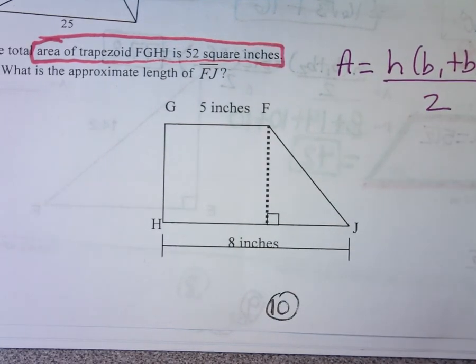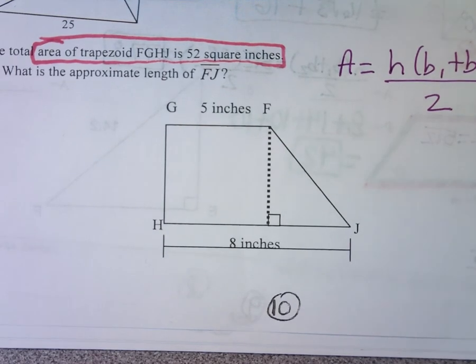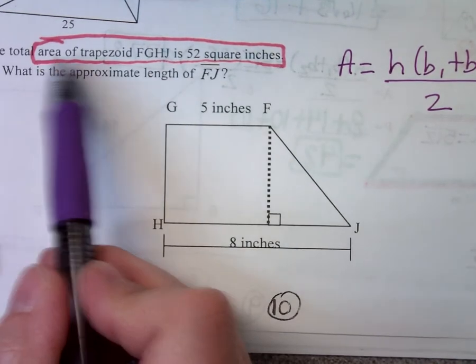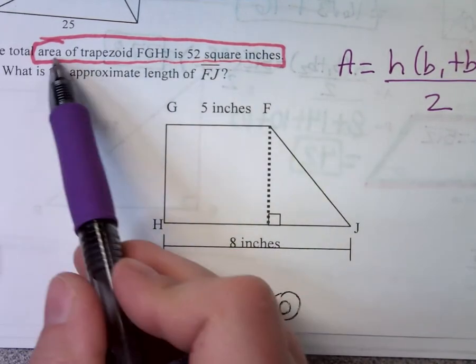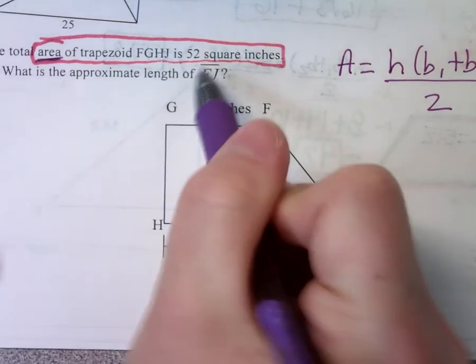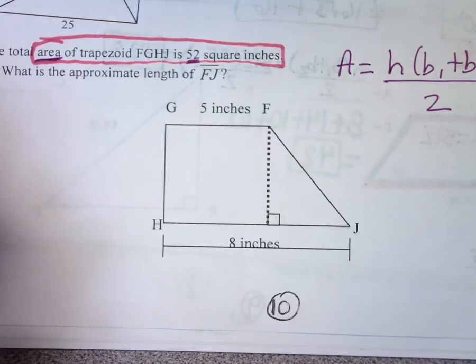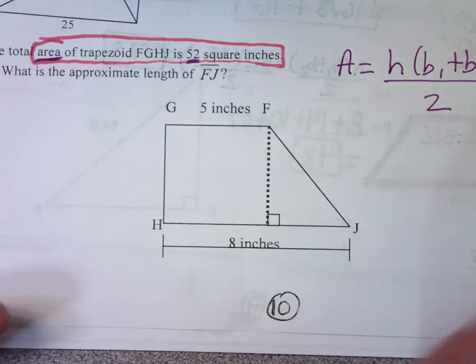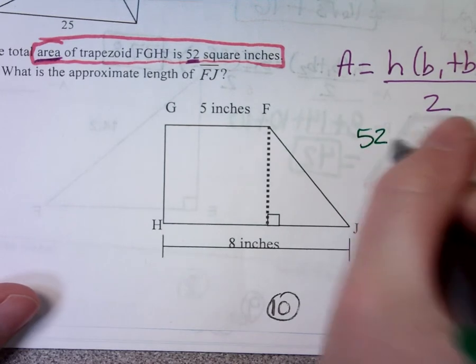And nobody should have to guess because the formulas are on the other side of this page and the formulas are on the front of your packet. Okay, so when it tells you the area is 52, where can I put the 52 in my formula? As the A. So I'm going to put 52 where the A is.